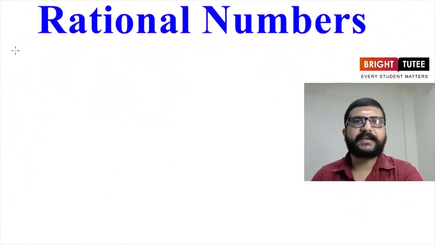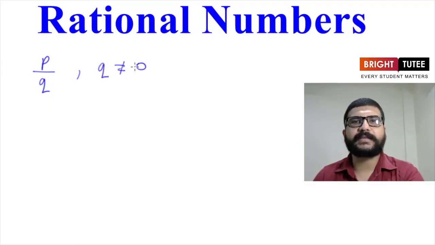Hello students, in the previous video we have learned what rational numbers are. We have seen that if a number can be expressed in p upon q form, where p and q are both integers and q is not equal to 0, such numbers are known as rational numbers. And then we have seen how to find the equivalent form of a rational number.